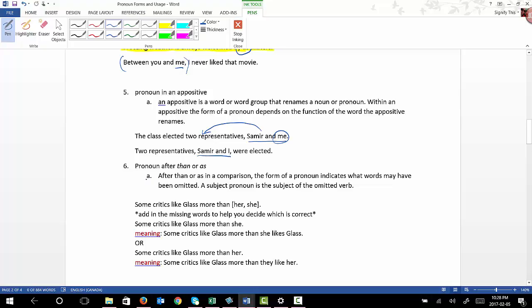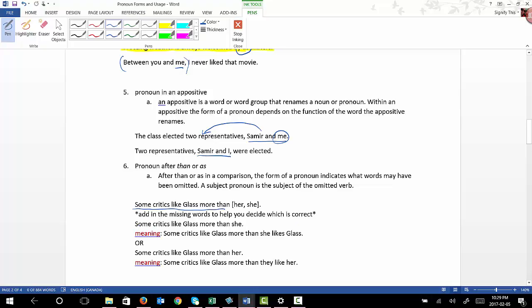So then we also have the pronoun after than or as, and sometimes even like. These are used as comparisons. The form of a pronoun indicates what words may have been omitted. A subject pronoun is the subject of the omitted verb. So here we have a sentence: some critics like Glass more than her or she. What you would do is add in the missing words to help you decide which is correct.